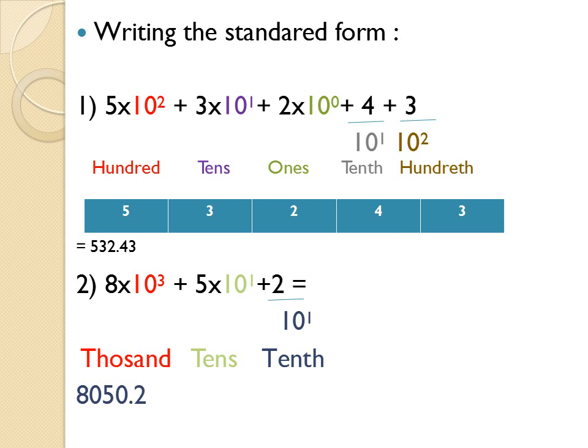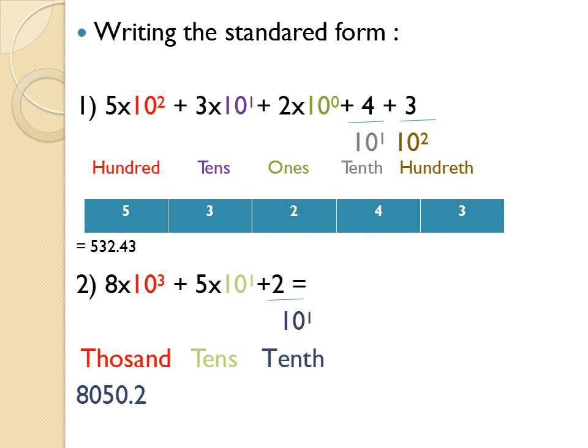Another example: we have here 8 times 10 power 3 plus 5 times 10 to the power 1 plus 2 over 10 power 1. What we have here, 8 times 10 to the power 3, it is in the thousands, موجودة بالآلاف.